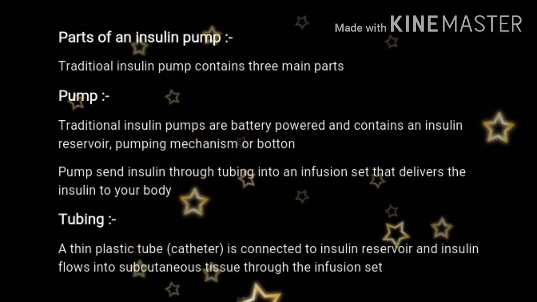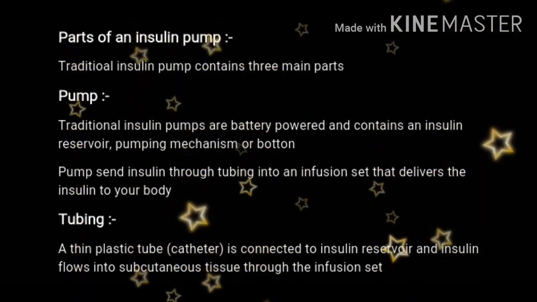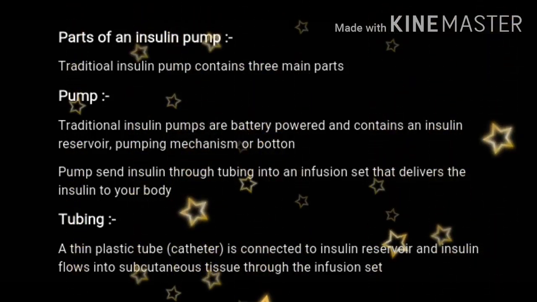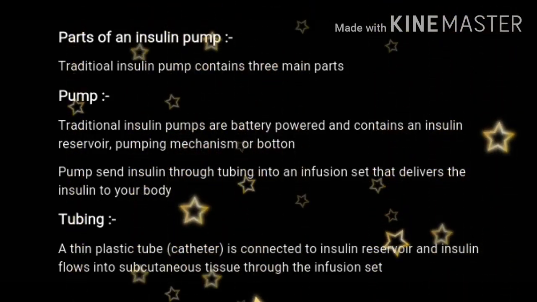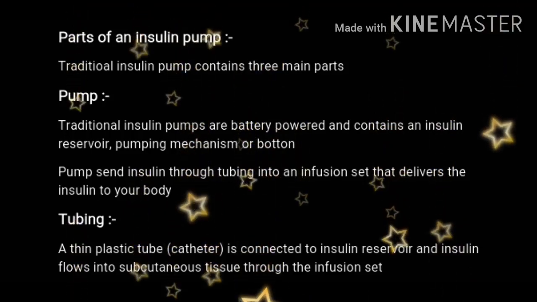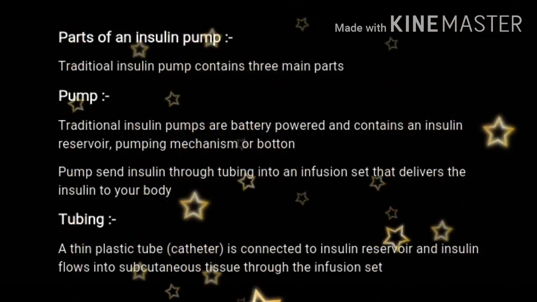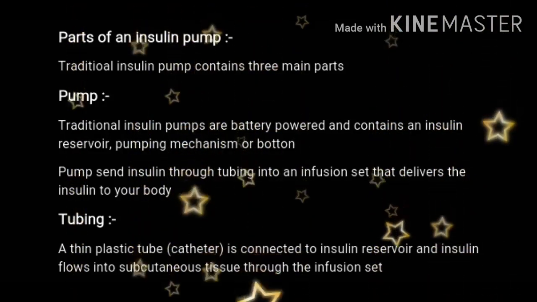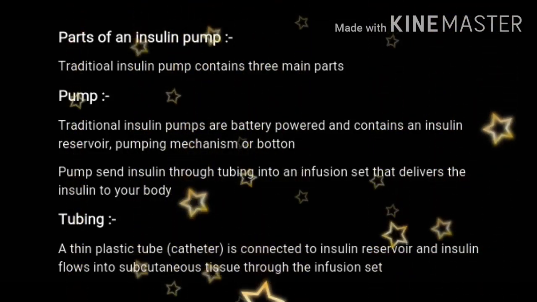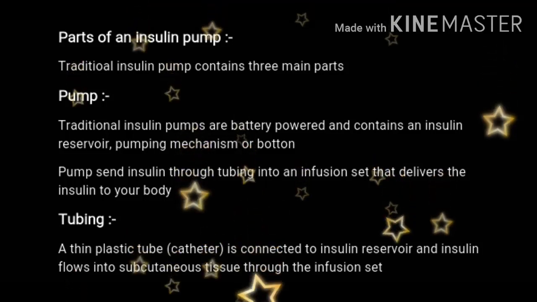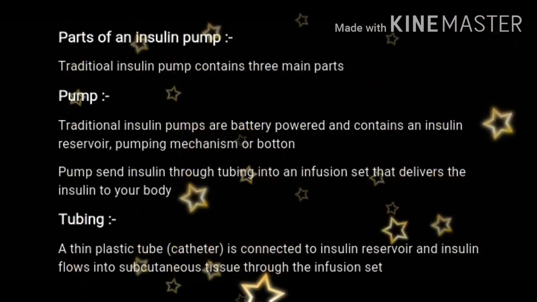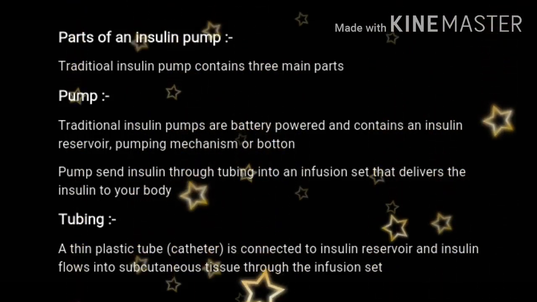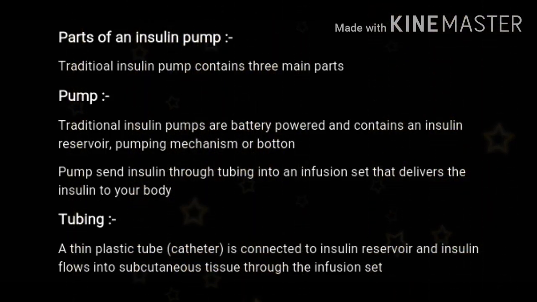What are the parts of insulin pump? There are many parts of insulin pump. First, pump. Traditional insulin pumps are battery powered and contain an insulin reservoir, pumping mechanism or button. Pumps send insulin through tubing into an infusion set that delivers the insulin into your body. Then second, tubing. A thin plastic tube, that is a catheter, is connected to the insulin reservoir and insulin flows into subcutaneous tissue through the infusion set.